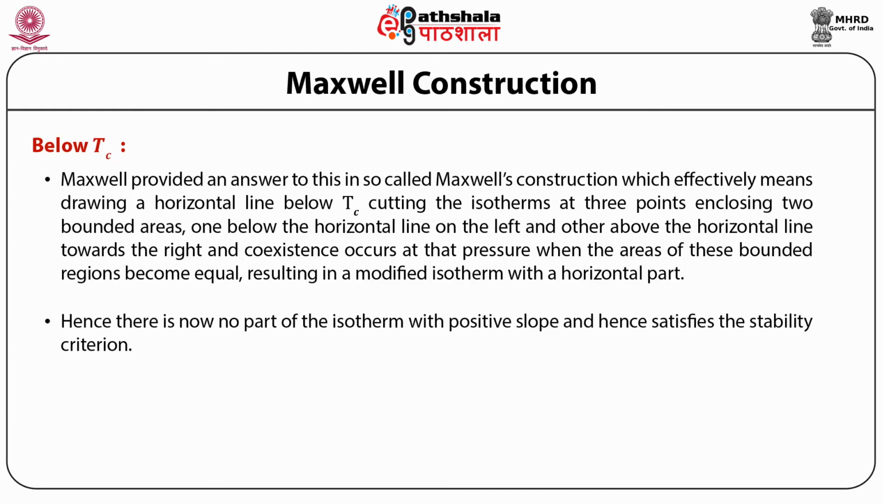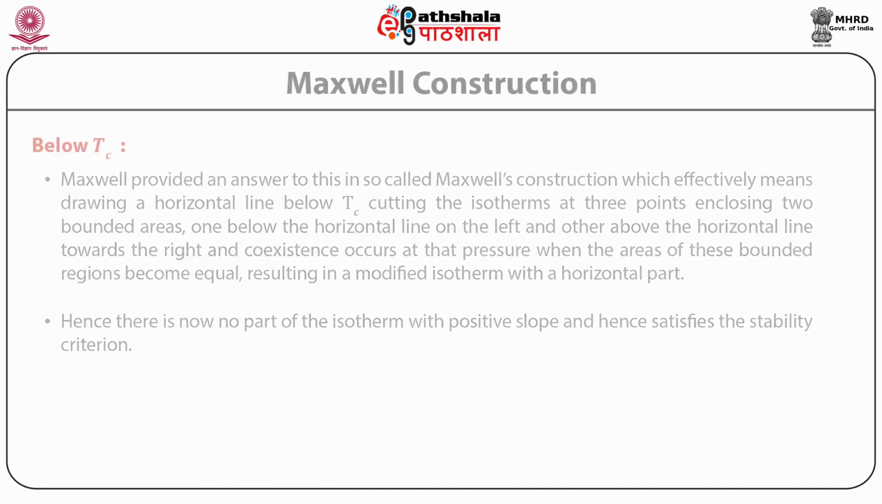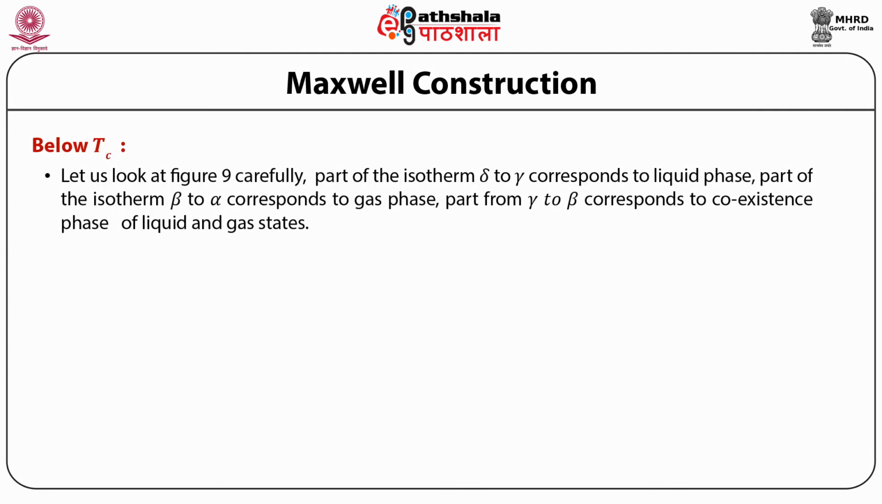Hence, there is now no part of the isotherm with positive slope, and hence it satisfies the stability criteria. Let us look at figure 9 carefully. Part of the isotherm, from delta to gamma, corresponds to the liquid phase. Part beta to alpha corresponds to the gas phase. Part from gamma to beta corresponds to the coexisting phase of liquid and gas states.